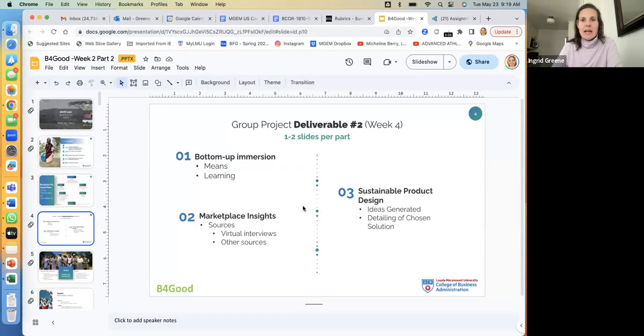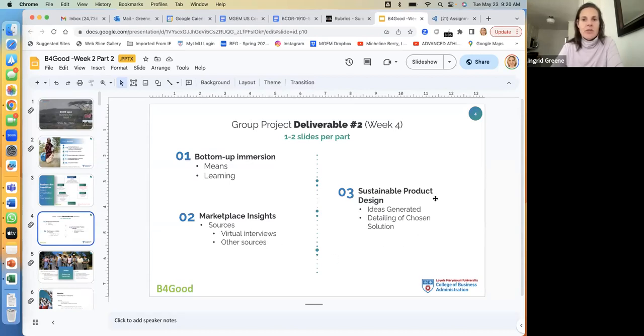First, as you know, there are going to be 1 or 2 slides per part. The bottom-up immersion piece, you're going to create the means and then your actual learnings. So what are the means? How did you collect this information? And then what did you actually get out of that information? Same thing for the marketplace insights, your sources, whether that be the virtual interviews or other sources. What did you learn from that?